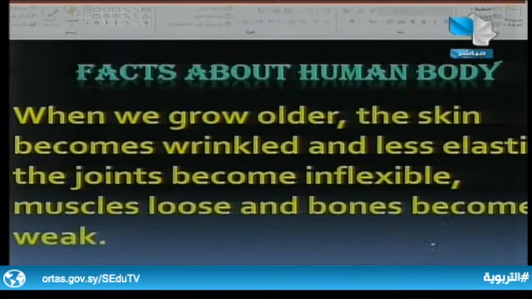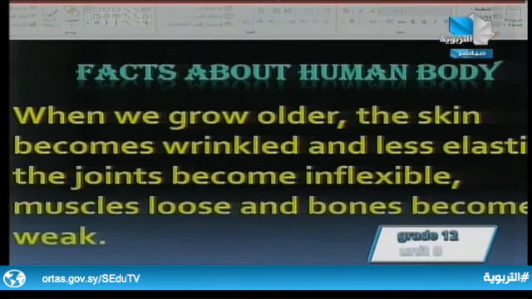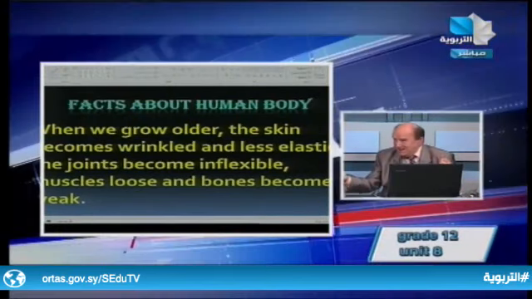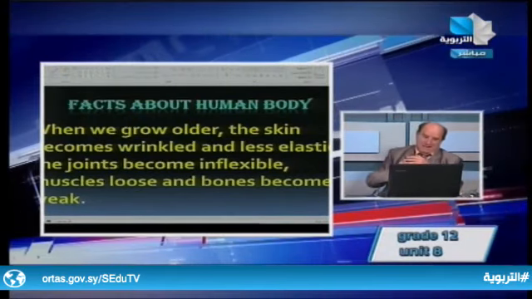So everything changes. Everything gets worse. Unfortunately, everything gets worse. But this is, as I said, the law of life. This is life, of course. Very nice. So what do you mean by wrinkled?